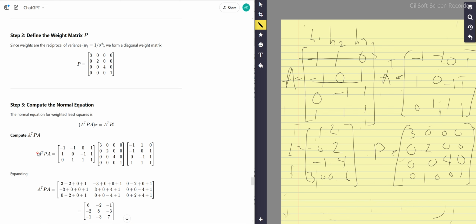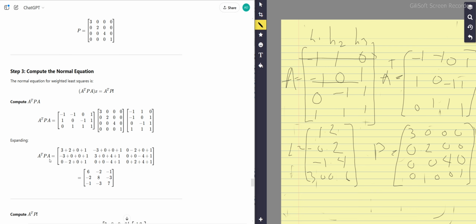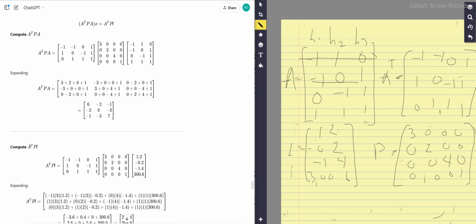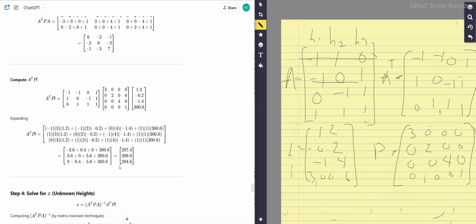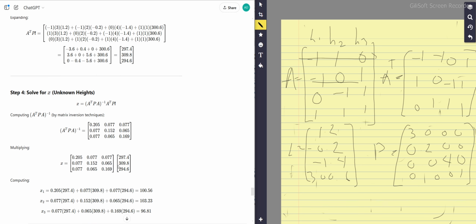So you see, the first thing you need to do is your A transpose with A. That's it. So you see these 3 matrices, we're multiplying them together. After you've done that, you get a particular value. Then you do your A transpose with L also. So this is our A transpose, this is our weight, and this is our L. So we'll get a particular value too.